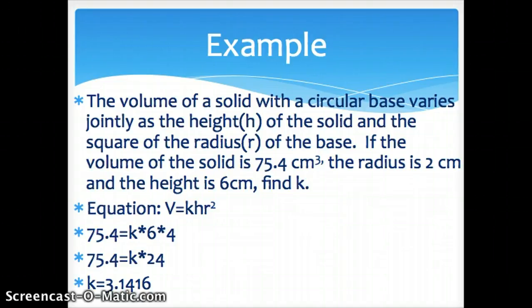And now what you do is replace the variables, so your new equation would look like 75.4 equals k times 6 times 4. And after you multiply 6 times 4, which is 24, the next step of your equation would look like 75.4 equals k times 24. And then you divide 75.4 by 24 and you get that k equals 3.1416 or pi.